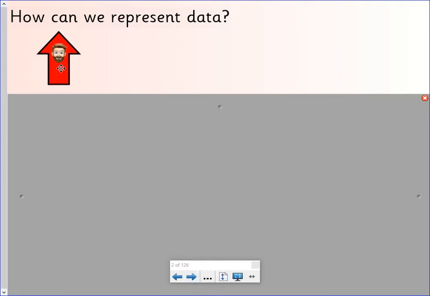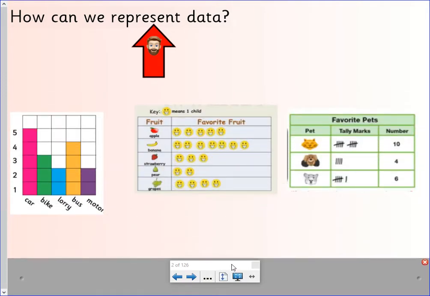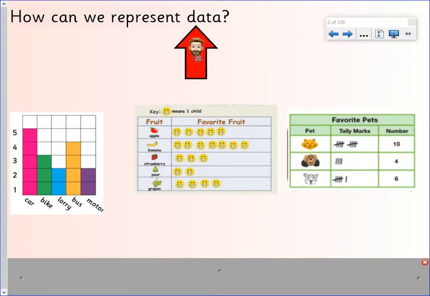Okay, so how can we represent data? Well, data is information, and represent means to show it. So how do we know how to show information? What three ways do you know already? Well, here they are. When I point to them, I want you to shout out what it is. Okay, are you ready? Ready to shout? What's this?